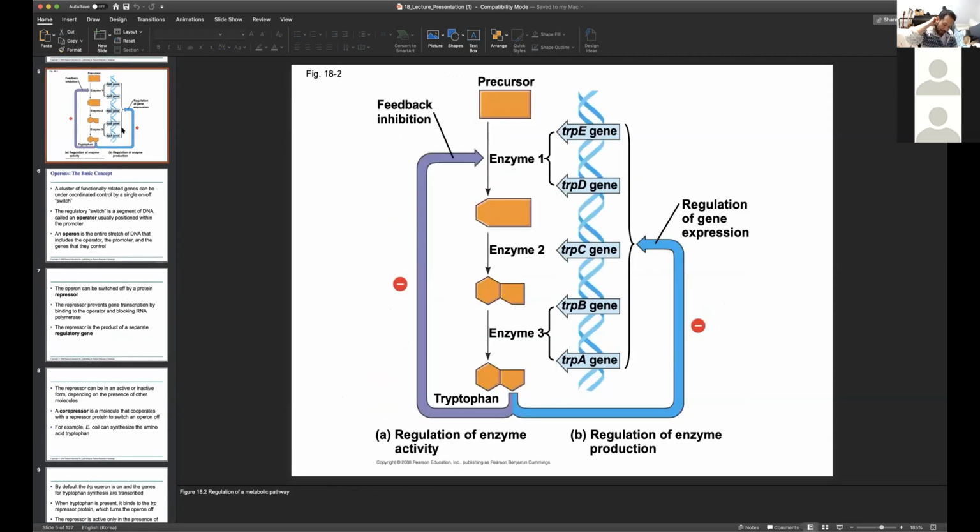So this is a little bit of background about why we might need the trp operon. In this case, we have a metabolic pathway wherein we begin with a precursor, and through this one enzyme, it turns into another substrate, and then through enzyme 2, it turns into a different substrate, and through enzyme 3, it finally turns into tryptophan. So it seems to me that, you know, tryptophan is an amino acid.